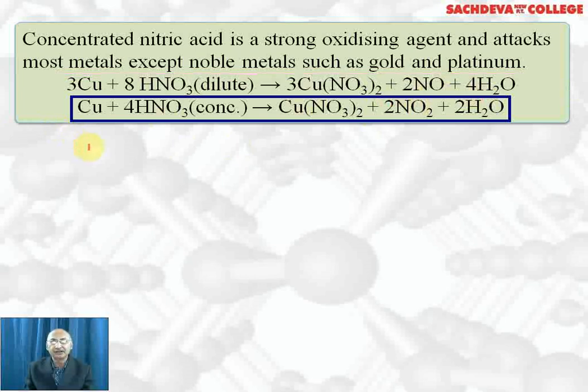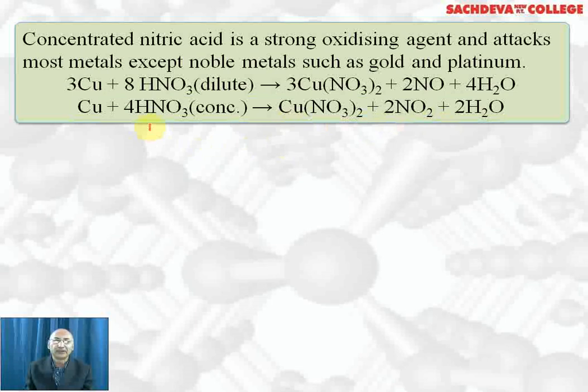Copper reacts with concentrated nitric acid, resulting in the formation of blue colored copper nitrate solution plus brown colored NO2 gas, plus 2H2O. In both reactions, nitric acid is acting as an oxidizing agent. Dilute nitric acid gets reduced to NO.